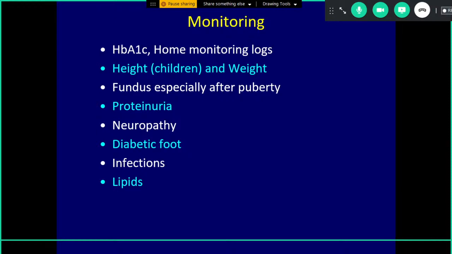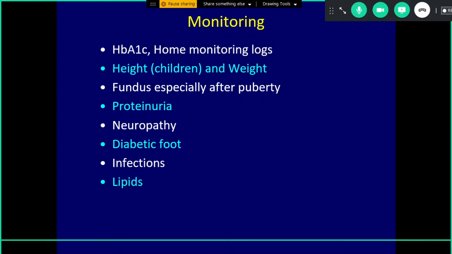How do you monitor? You monitor by HbA1c and you monitor by home monitoring. So we have a standard way in which we tell patients to do self-home blood glucose monitoring. In children, obviously, you need to ensure not only glucose control, but you need to give them an optimal physiological environment so that they gain height properly. You must monitor for microvascular complications, so an annual fundus after the age of 10 years or 5 years after disease onset, especially after puberty, very critical.